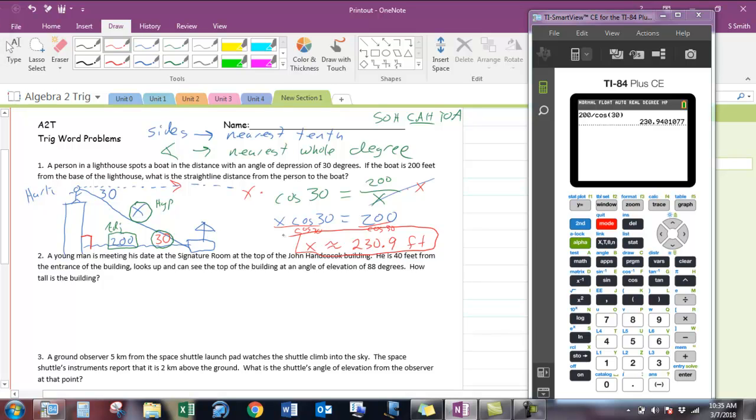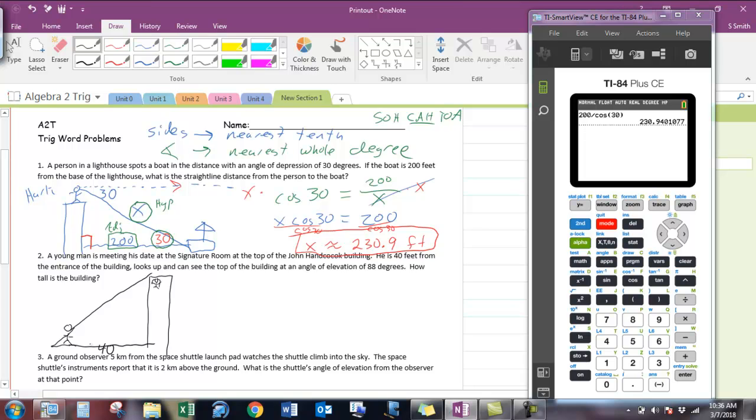Number 2, let's draw a picture. A young man is meeting his date at the signature room of the John Hancock building. He's 40 feet from the entrance of the building, so here's old dude. He's running towards his date. His date is up here at the top floor of the John Hancock building. Give her some hair. There she is. He is 40 feet away from the entrance of the building. He looks up and he says, "Hark, there's a lady."